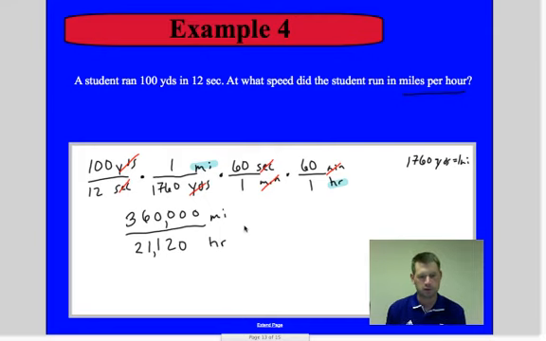Okay, so now we just have to divide here. When we take the top number divided by the bottom number, we just crank that in the calculator. We get 17.04 miles per hour. Okay, so at what speed did the student run? He was running roughly 17 miles per hour. Okay, and we just make that conversion. So these are some big conversions. Calculators will probably be needed for that.